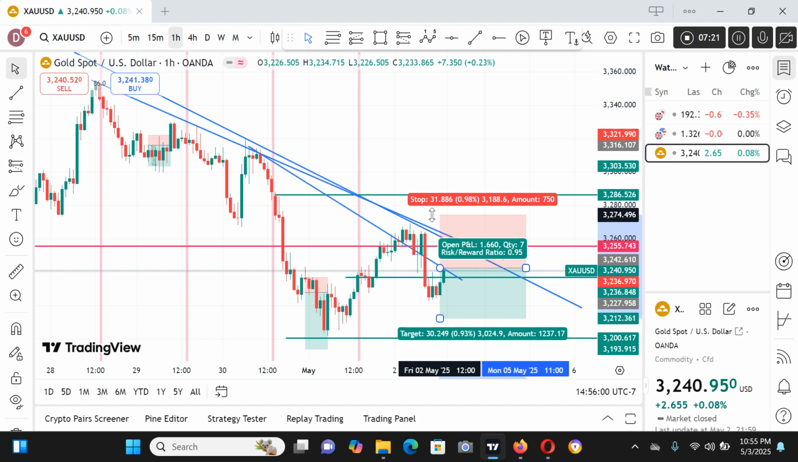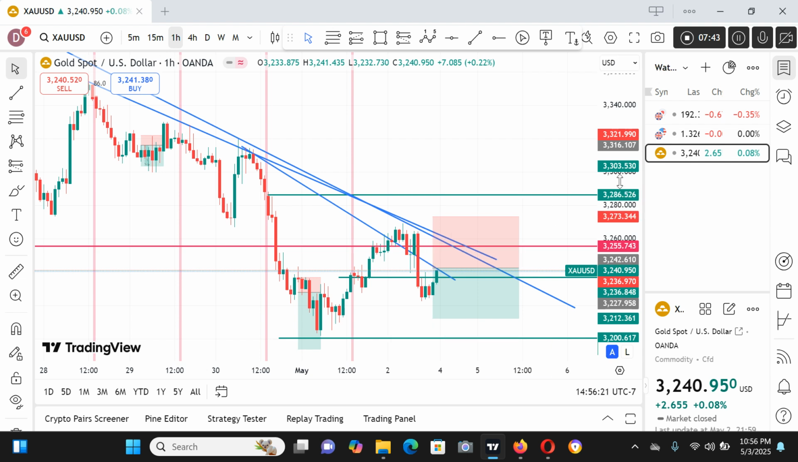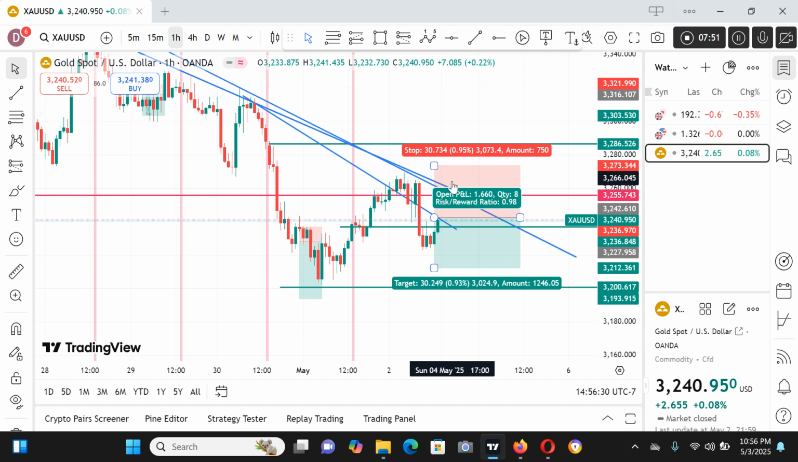So we go back to where it was initially, 30.734. So our number of pips here is 307. So if we are risking 307 pips, we should be able to target two times of it. If we are risking 307, we should be able to target two times what we are risking.